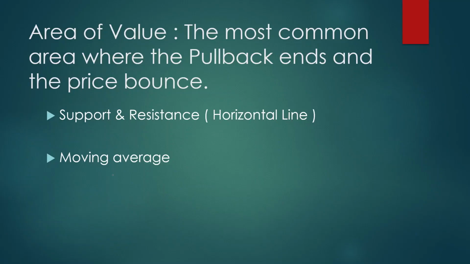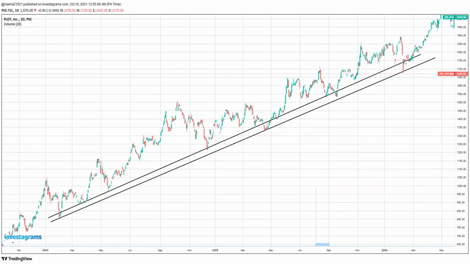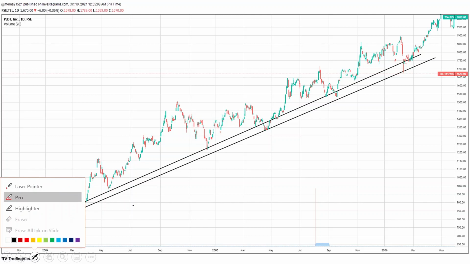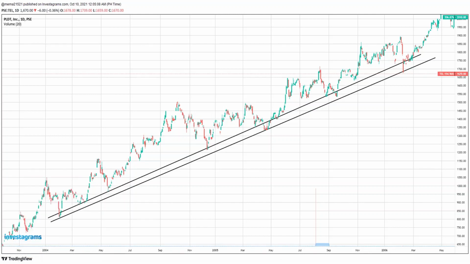Alright? And then the next area of value is the trend line. So, I'll show you one good example. So, ito yung ating trend line. So, we can see here na hindi lang siya once nag-bounce, kundi multiple times. So, here, 1, 2, 3, 4, 5, 6 times, 7 times, 8 times, 9 times, 10 times. Okay, so napakadaming chance dyan na pwede kang maglagay ng entry and then pwede kang mag-sell once it goes up.